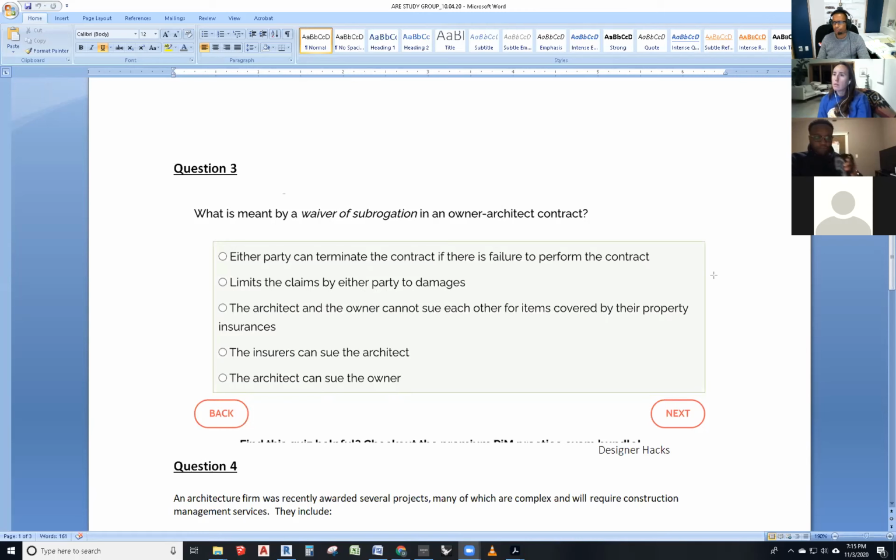Anybody knows the answer? I think it's number 3. Number 3? Why do you think that?